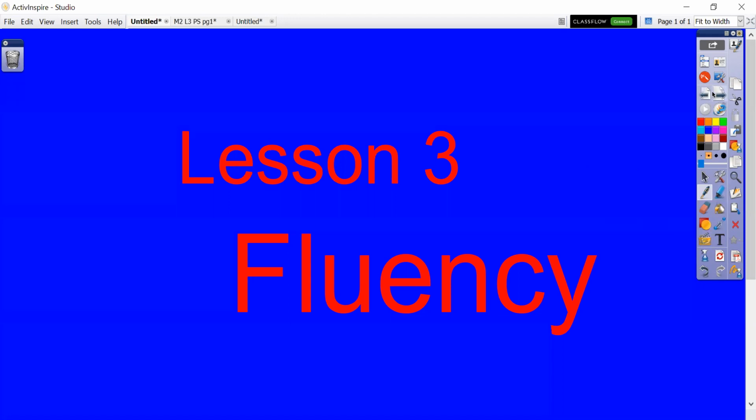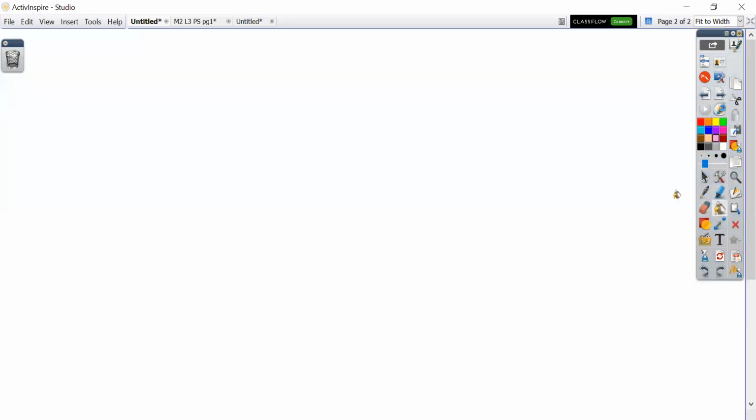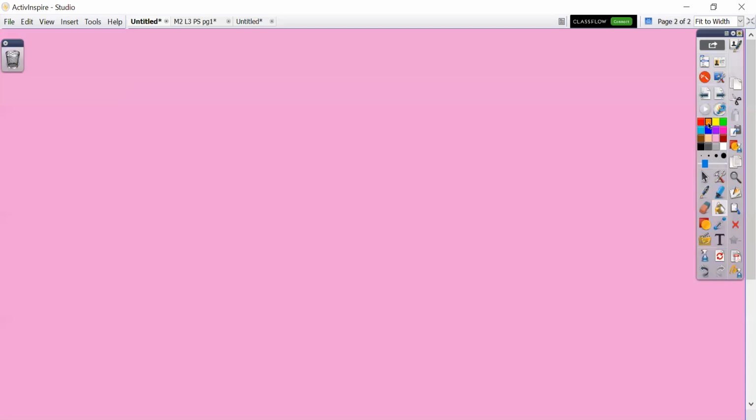Let me go to the next page and give myself a background. We'll do pink. All right. So let's estimate 421 times 18. I'm going to help you with this one to get started. Remember, we're rounding to the largest place value of each number. So 421 would round to 400. 18 is going to round up to 20.